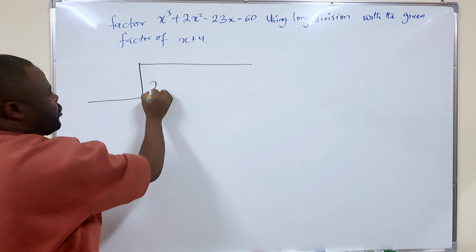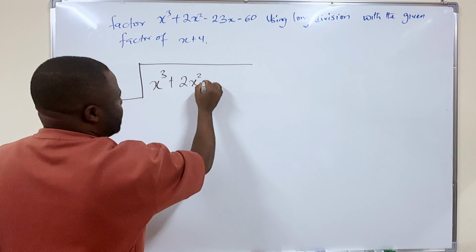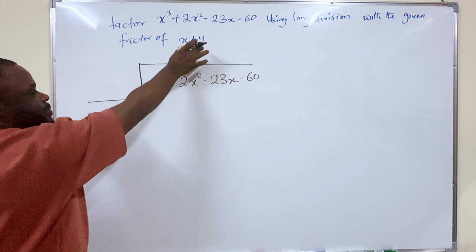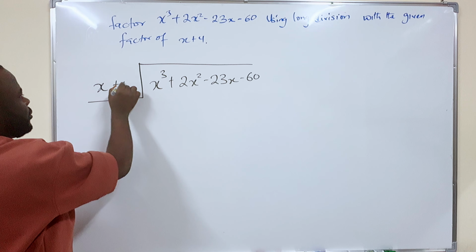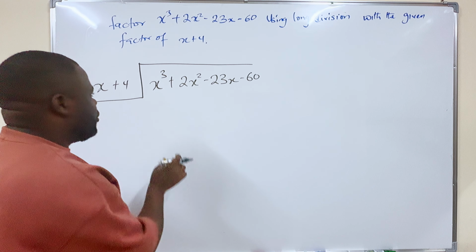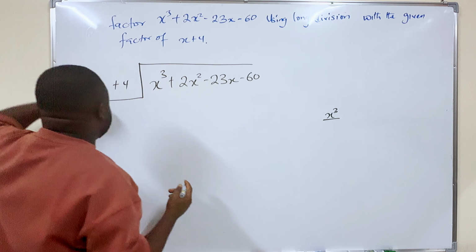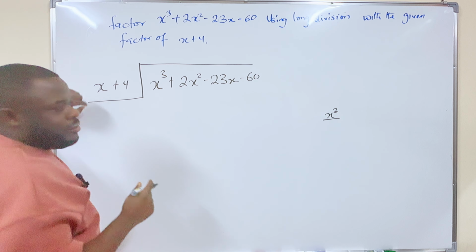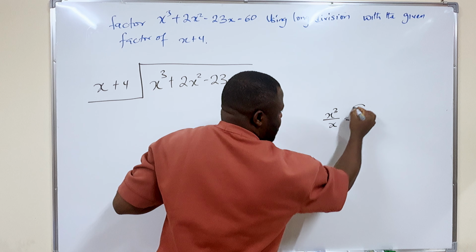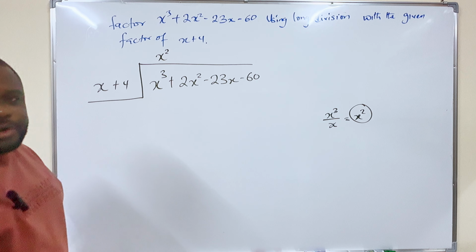Our polynomial should be x cubed plus 2x squared minus 23x minus 6. And the first factor they gave us is x plus 4. Just like the way we used to do it in long division, you take your first term, x cubed, and divide it by the first term of the factor they gave you, which is x. When you divide this, you have x squared. You write this x squared directly above your first term.